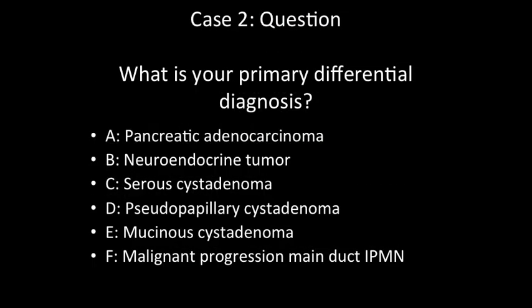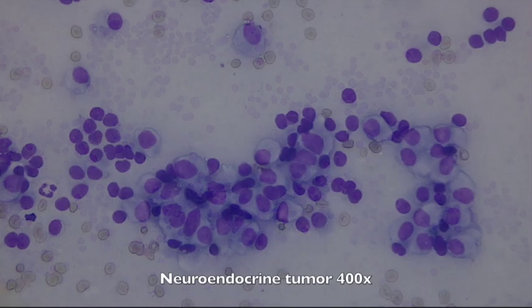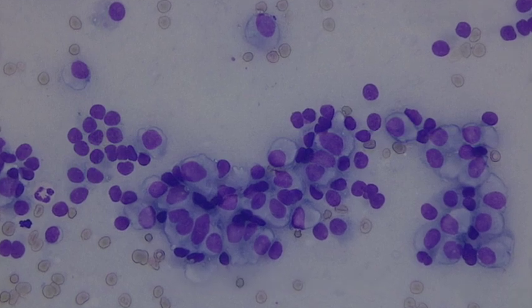The question is, what are your differentials? A. Pancreatic adenocarcinoma, B. Neuroendocrine tumor, C. Serous cystadenoma, D. Pseudopapillary cystadenoma, E. Mucinous cystadenoma, or F. Malignant progression of main duct IPMN. The in-room cytology assessment found multiple uniform, small and dark cells, which was consistent with a diagnosis of neuroendocrine tumor.